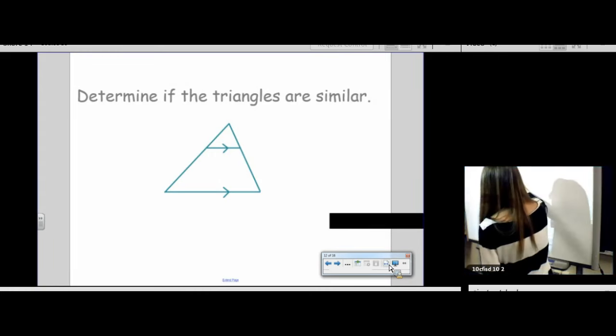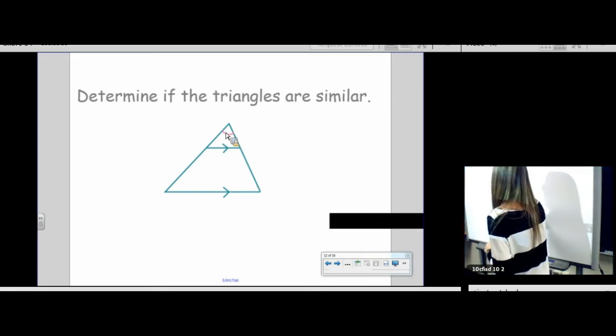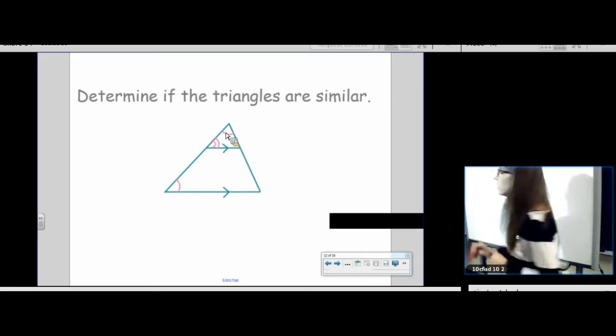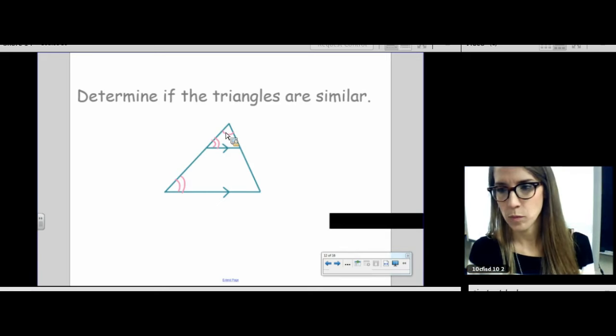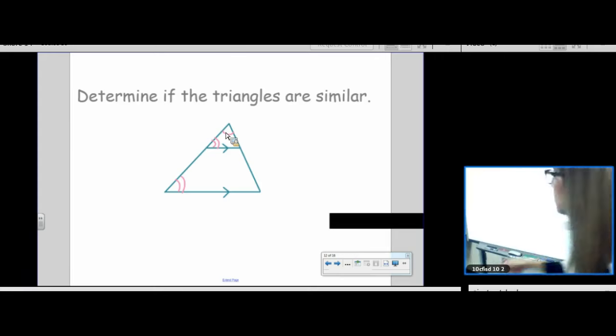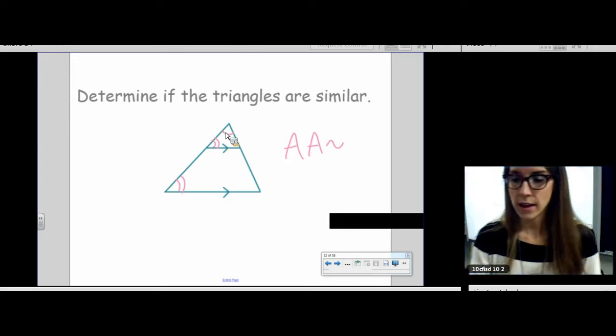Okay, shared angle. Shared angle right there. Why am I allowed to add the double arc? You can't add things for no reason. Why am I allowed? Corresponding angles. If two lines are parallel, then corresponding angles are congruent. What do you type on your quiz? Angle, angle, squiggly.